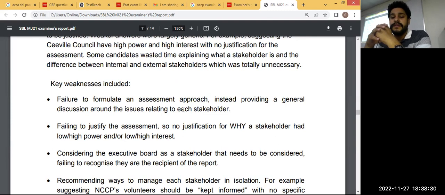We will be going with such strategies to make this stakeholder satisfied. Failing to justify assessment, with no justification for why a stakeholder has low power, high interest, high power, low. Again, this indicates the application of the model.